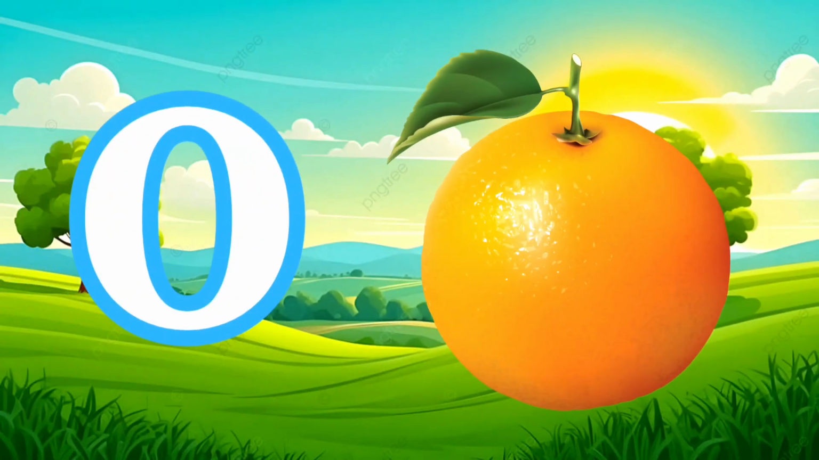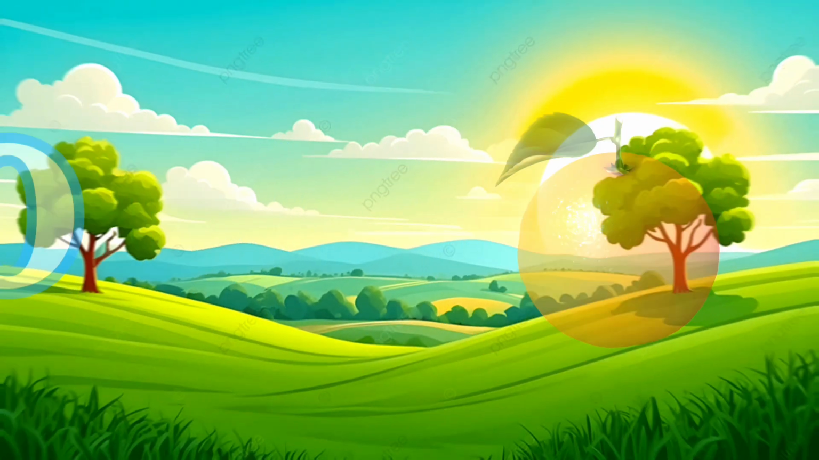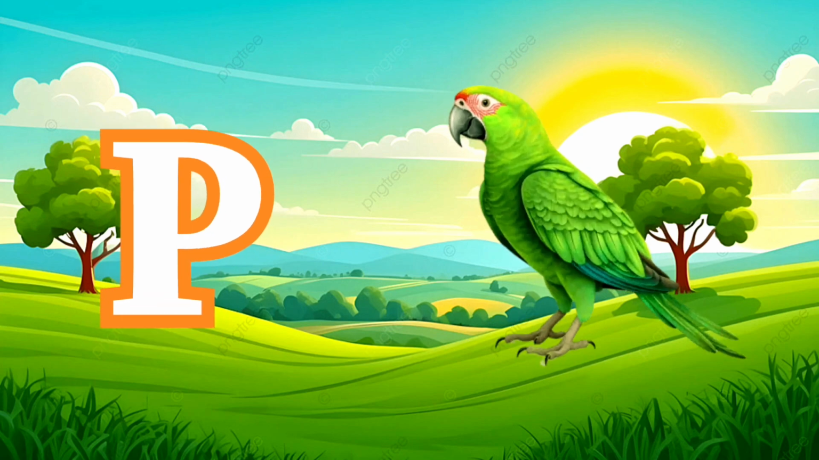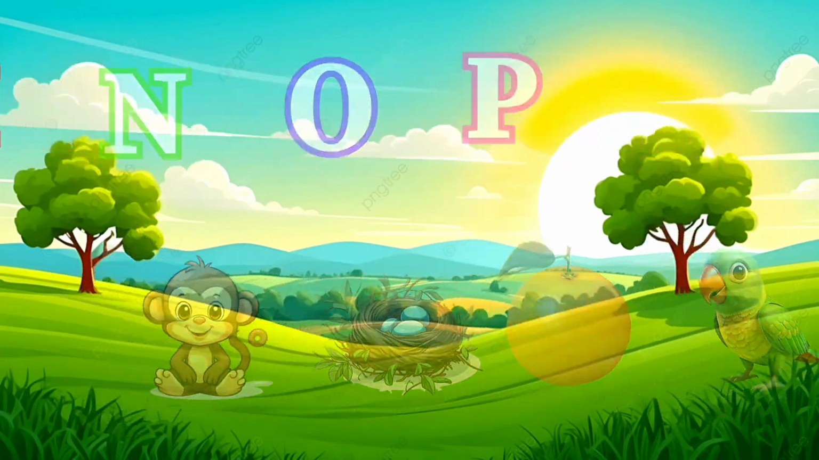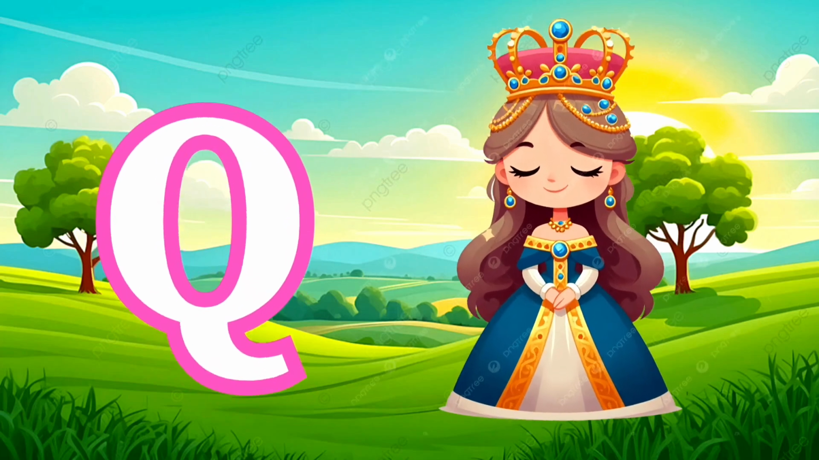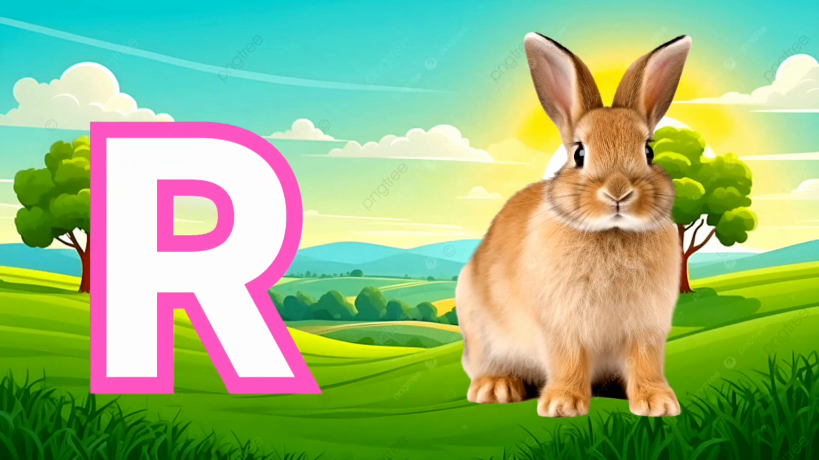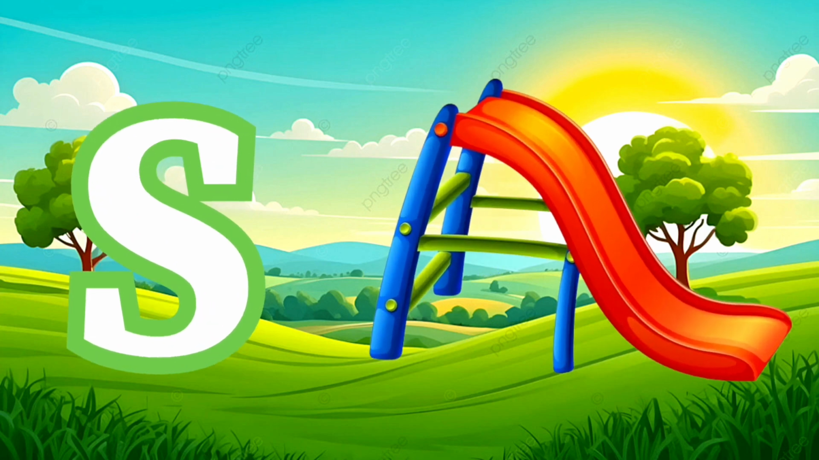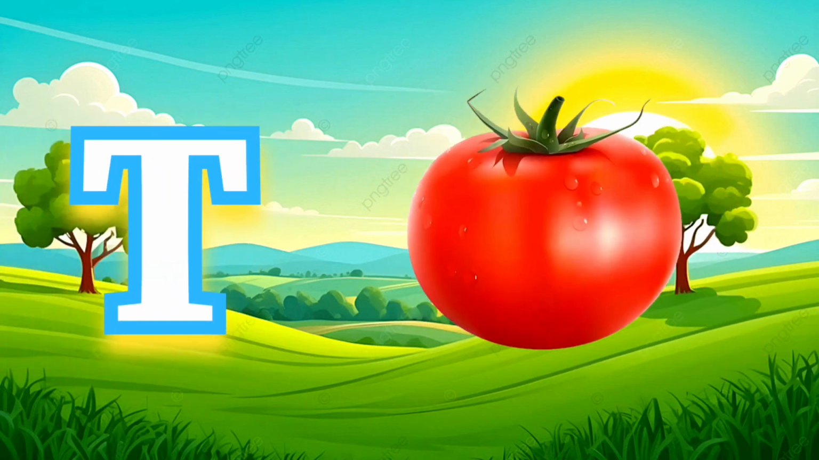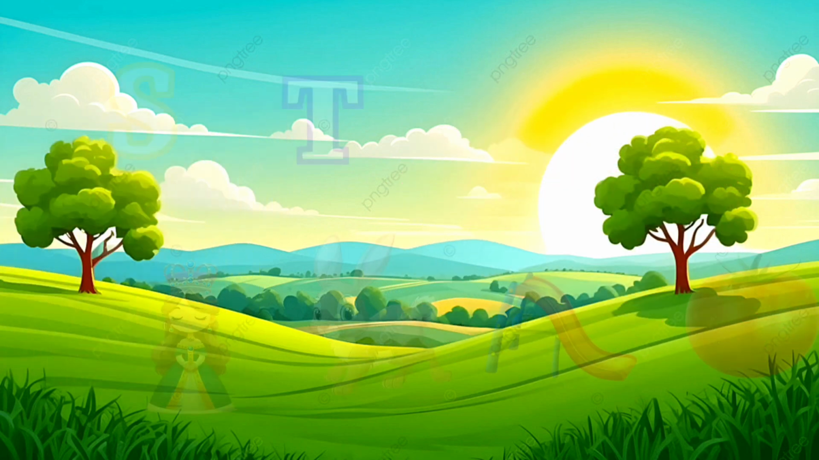O is for sun. T is for train. P for parrot. V is for van. W is for whale. X is for box. Q is for queen. R is for rabbit. Y is for yellow. Z is for zebra. Now you know your ABC. Sing again with me.